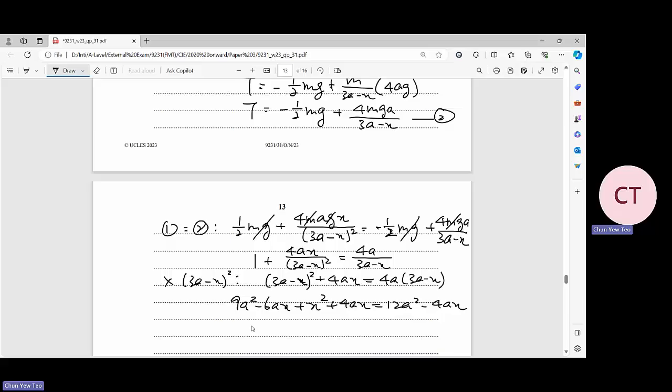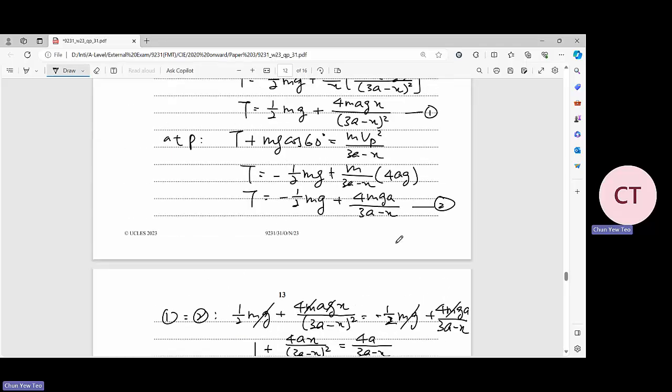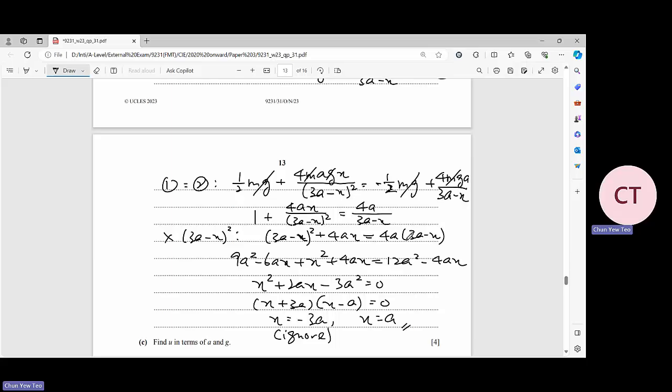So you will get x squared plus 2ax minus 3a squared equal to 0. Factorize it: (x plus 3a)(x minus a). You get x equal to negative 3a and x equal to a. This one we ignore. There you have it. We found that x equals a. Just like that. Done. Okay, so obviously we have used the resolving forces at point P and point Q.